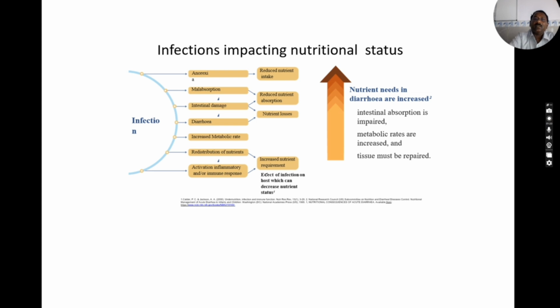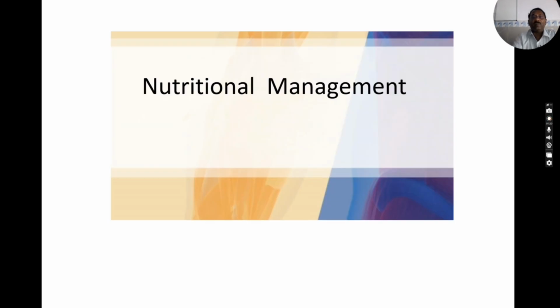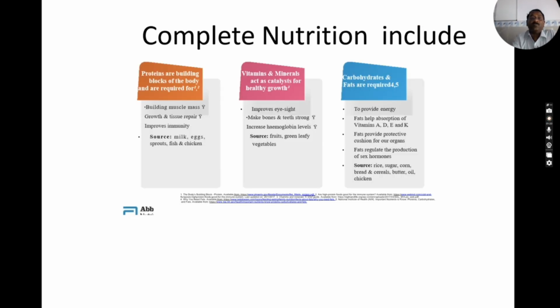So infections impact the nutritional status. Malnutrition and infections go hand in hand. So inadequate dietary intake, and obviously immunity loss, and then low immunity, so more severe infections. So this malnutrition and infections is a big chain. And nutritional management is also important.